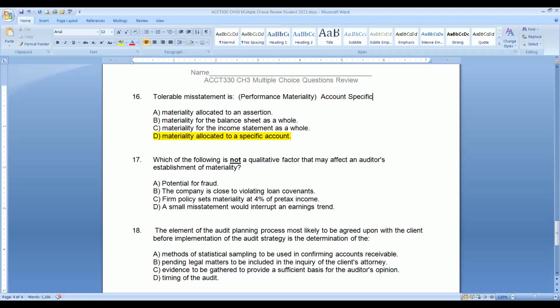So, cash, accounts receivable, etc. You know, how much we allow cash to be out by, how much we allow accounts receivable to be out by. That's specific, and we will do the testing, and that'll be a tolerable misstatement for that specific account.